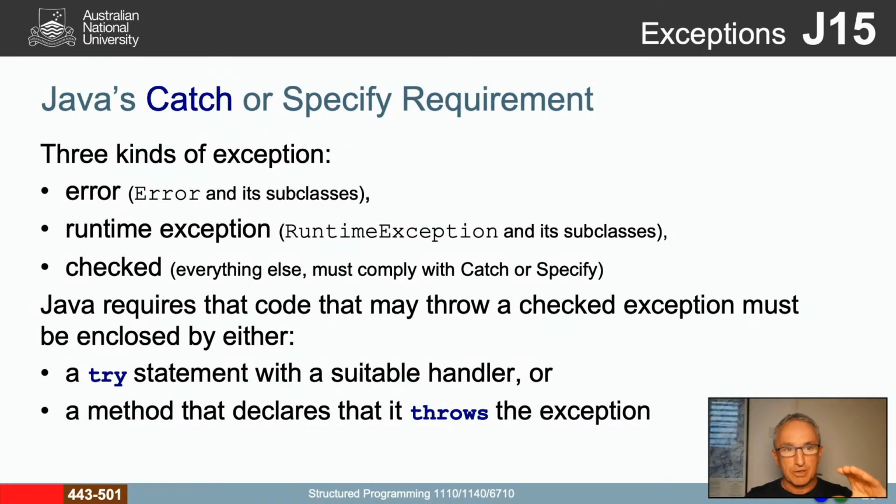And that's because whenever you do something which could throw an exception that is not an error and not a runtime exception, then you must handle it somehow, okay? And it requires in that case that it's either enclosed by a try statement with a suitable handler, or you say that this method that it lives in could throw the exception. So you're kind of announcing stuff could go wrong here, someone needs to handle it, and someone must handle it down the stream. That's the rule. That's the catch or specify requirement. Either you catch it or you specify it.